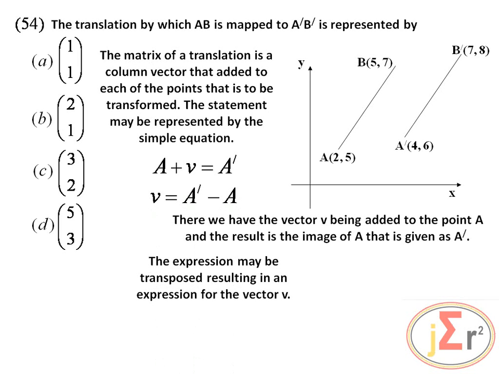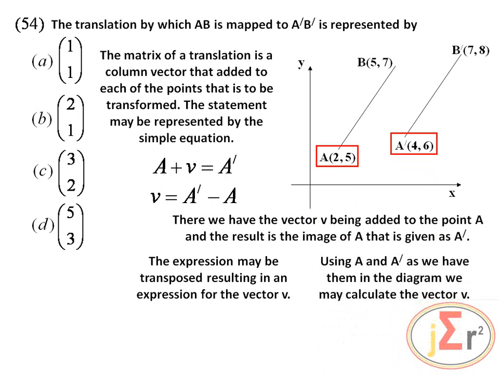Therefore, if we need to find the vector of translation, we use the principle that we have right here, that a matrix of translation is a column vector that is added to each point that is to be transformed. So add the vector to the point that is to be transformed, and we end up with the image. Therefore, in order to determine the vector, we just transpose and we have the image minus the original.